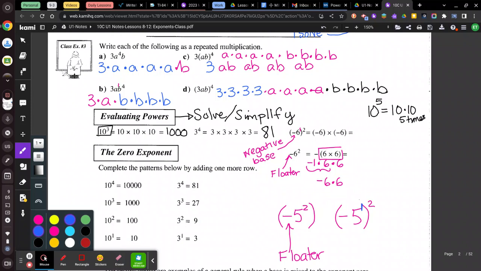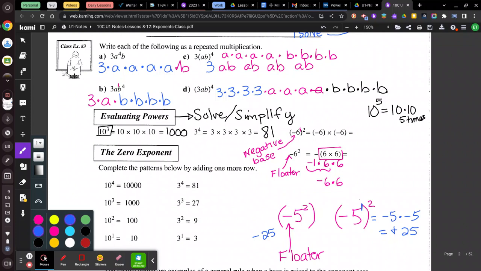It's a floater. So this guy is going to give us a negative 25 answer, whereas this guy is going to be 2 negatives, which will give us a positive 25 answer. So that's the difference. A floater will tend to give you negative answers, depending on what it's multiplied by. For example, you could get a floater times a floater, and a negative times a negative will always give you a positive. So it depends on how many floaters you've got.